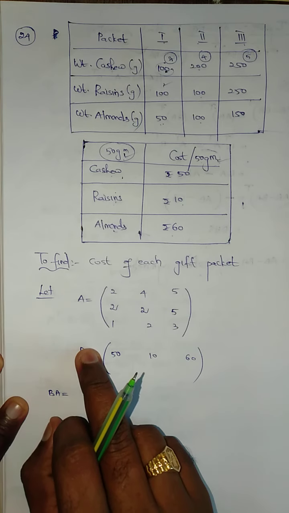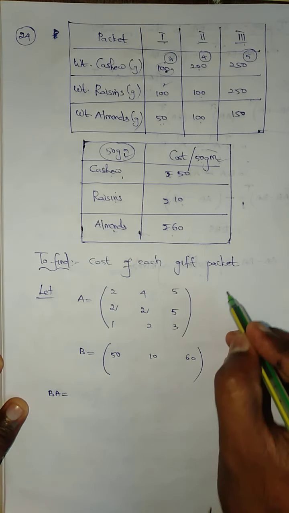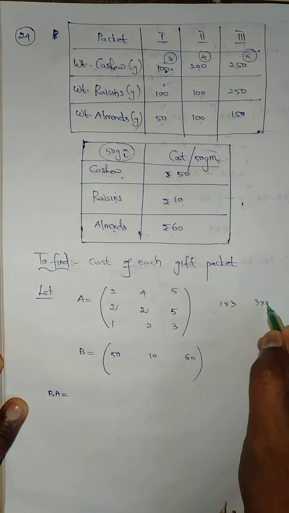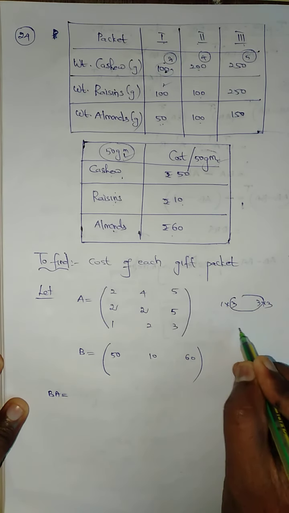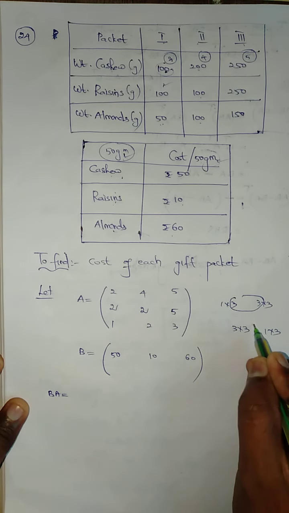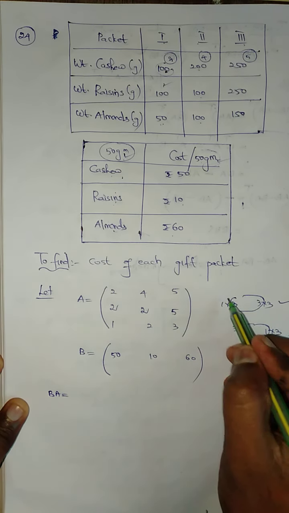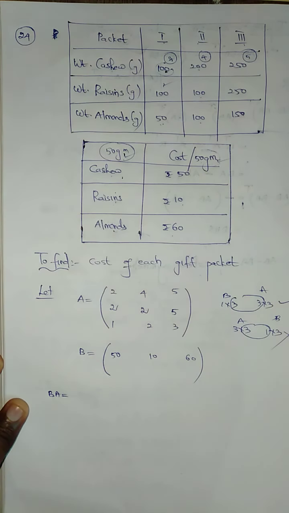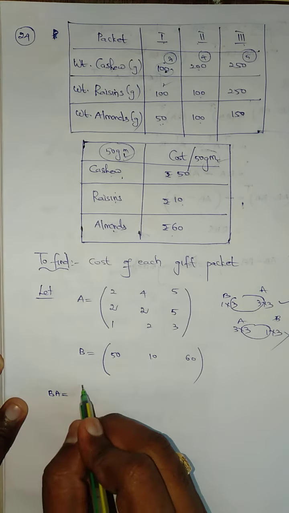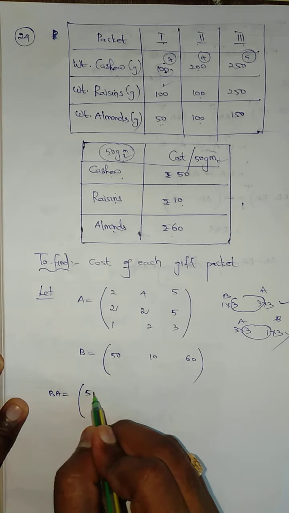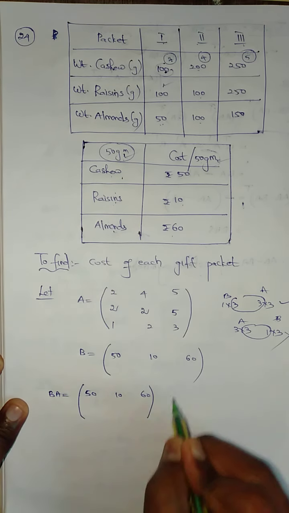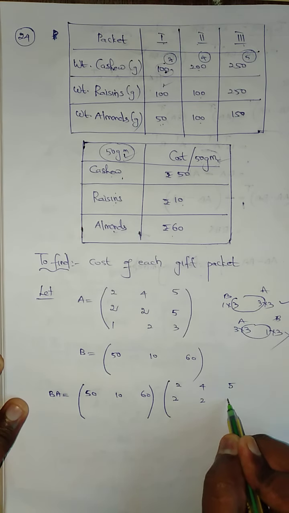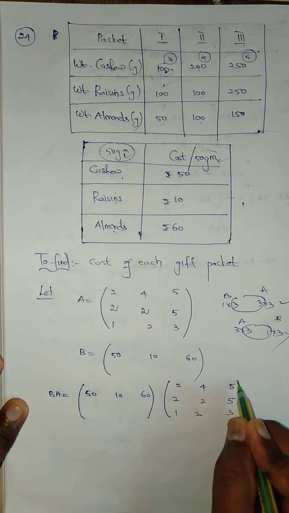So you need to do multiplication BA, because what is the order of the B matrix? 1 cross 3, and A is 3 cross 3. So this is possible. Suppose we take 3 cross 3 and 1 cross 3, that is not possible. So BA is possible, AB is not possible. So BA is equal to B, which is 50, 10, 60, times A, which is 2, 4, 5, 2, 2, 5, 1, 2, 3.